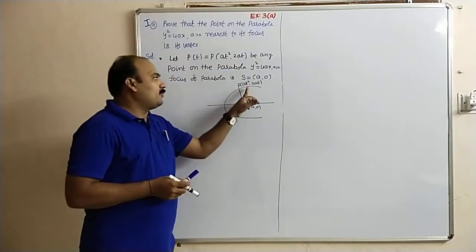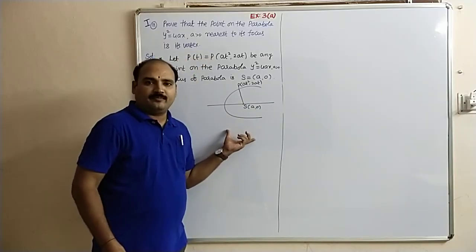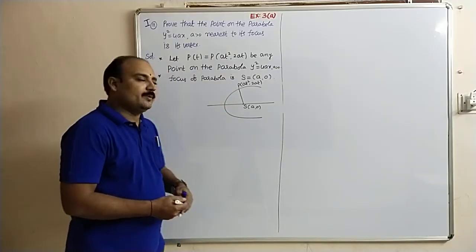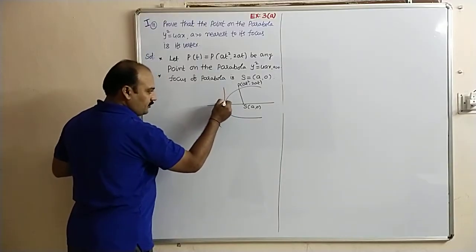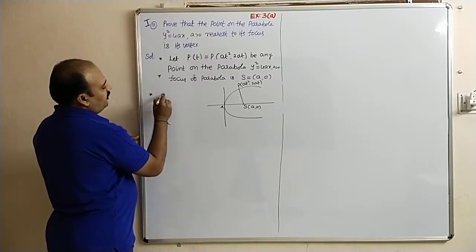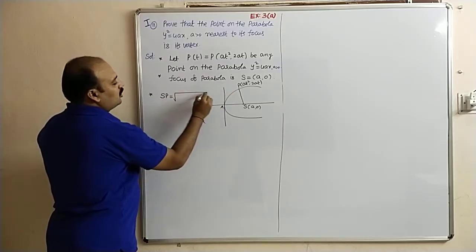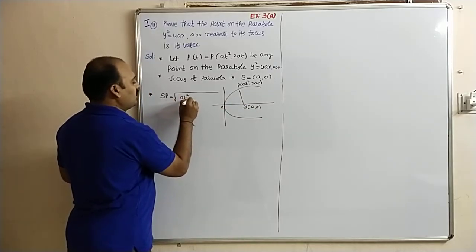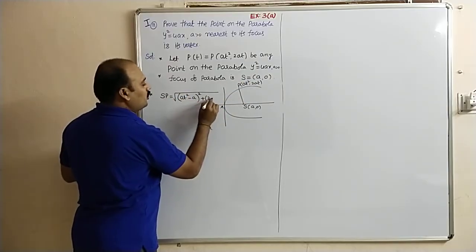Distance between this point, it may be the vertex. Suppose if the nearest point is the vertex, if you prove it's well and good. For that reason I am assuming a general point on the parabola P(at square, 2at). Now find out the distance. Here it is the vertex. Find the distance SP equal to distance between these 2 points, square root of (at square minus a) whole square plus (2at minus 0) whole square, (2at) whole square.